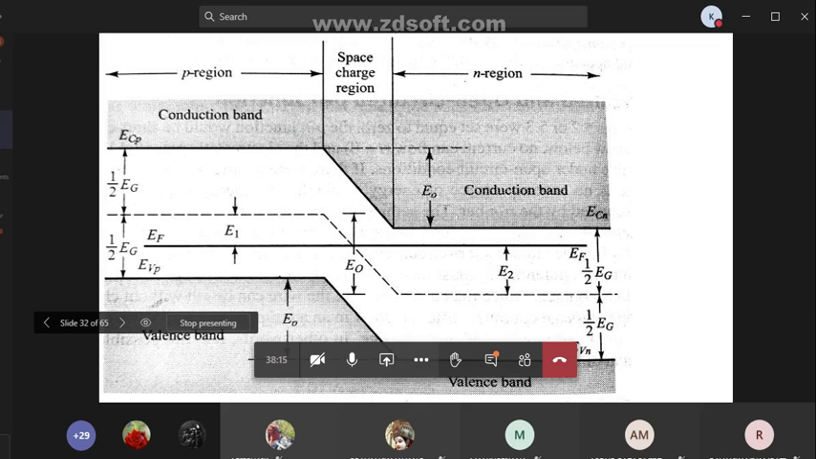Then you will get this gap. So subtract this E1 from EG by 2, then you will get EF minus EVP. Similarly, ECN minus EF equals EG by 2 minus E2, right?